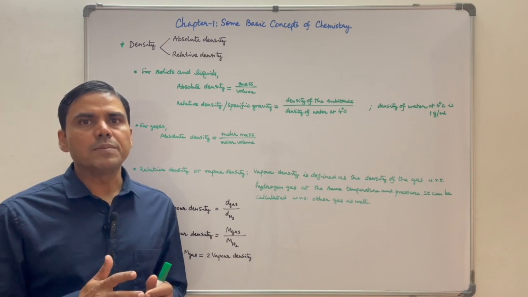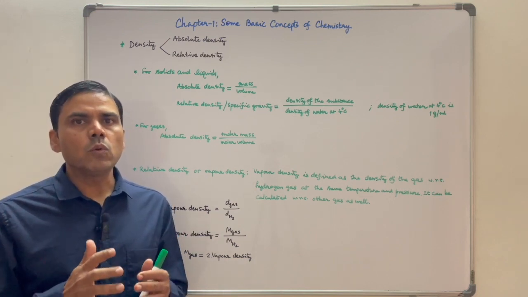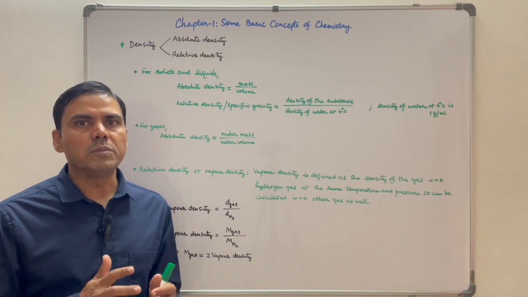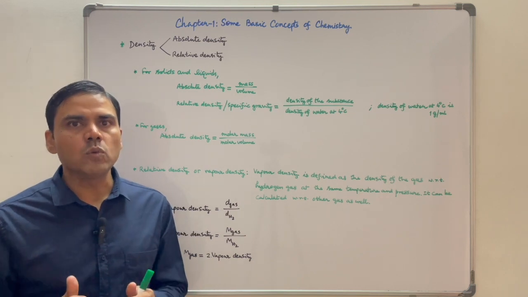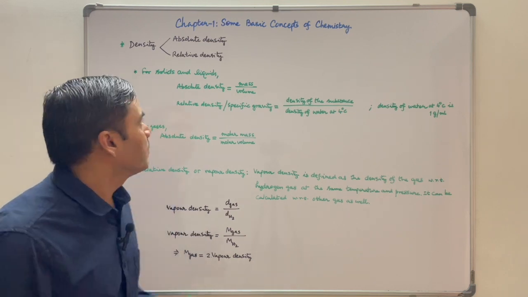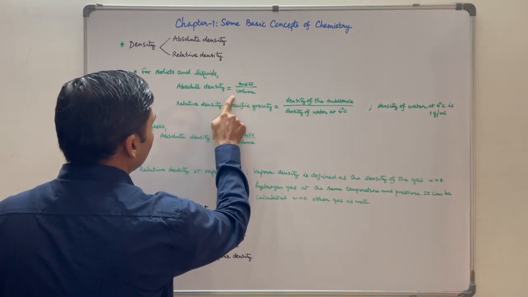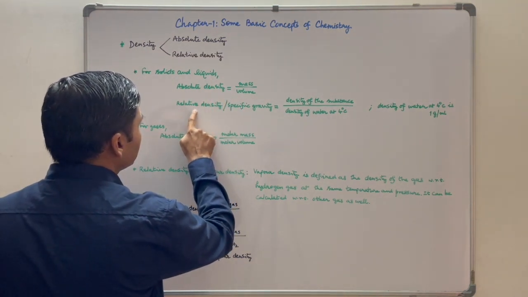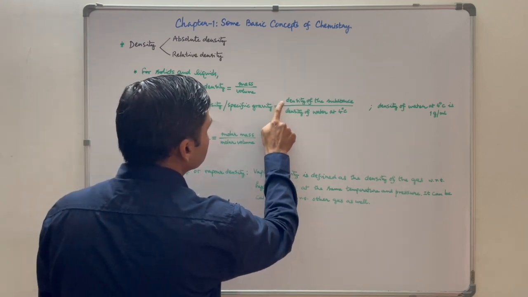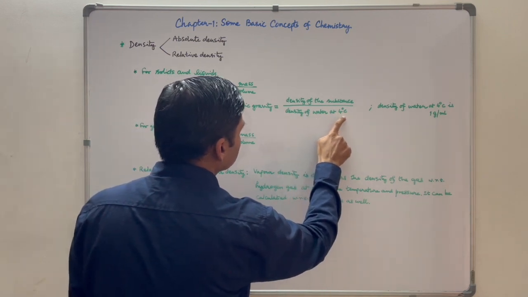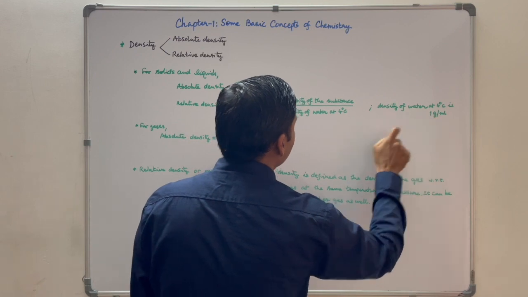Density is of two types, absolute density and relative density. Absolute density is equal to mass of substance upon volume of the substance. And relative density, as the name suggests, is with respect to some substance. For solids and liquids, absolute density is equal to mass upon volume. And relative density, which is also known as specific gravity, is equal to density of the substance upon density of water at 4 degrees centigrade. And density of water at 4 degrees centigrade is 1 gram per ml.